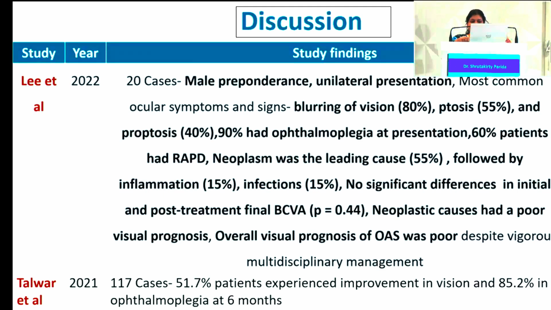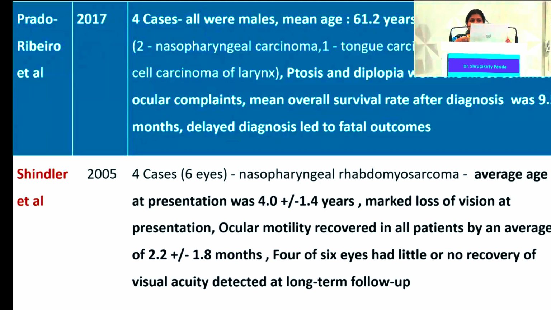In a study by Talwar et al. on 117 cases, 51.7% experienced improvement in vision and 85% in ophthalmoplegia at 6 months. In a study by Ribeiro et al., similarly, the delayed diagnosis led to fatal outcomes. In a study by Schindler et al. in 4 cases of nasopharyngeal rhabdomyosarcoma causing orbital apex syndrome, the average age at presentation was 4 plus minus 1.4 years, and the ocular motility recovered in almost all patients, whereas there was little or no recovery of visual acuity at final follow-up.